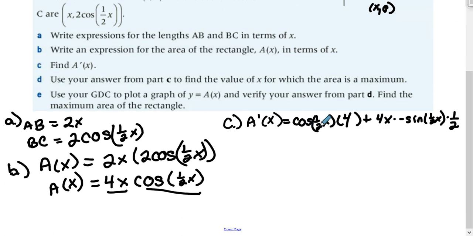So it's the second times the derivative of the first, plus the first times the derivative of the second. Don't forget to chain on the derivative of the inside. So therefore, when I simplify all that, I get 4 times the cosine of 1/2 X minus 2X sine of 1/2 X.